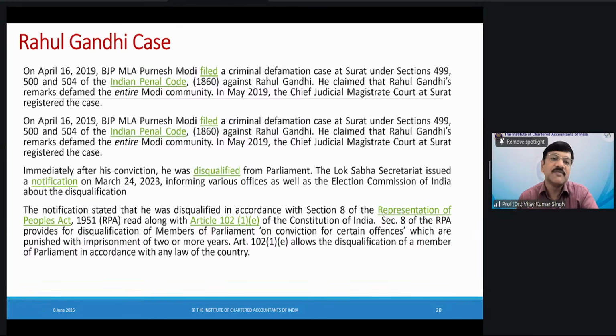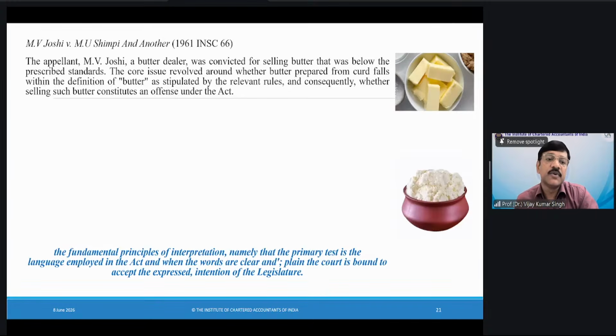However, later there was a stay granted by the Supreme Court, and this matter, I think, is still continuing. So this is how you have to read the plain language clause. There is another case which you have to read, M.V. Joshi versus M.U. Shimpi and others. This is talking about the fundamental principle of interpretation, that if the words of the language are clear, you don't go into the details of understanding it.